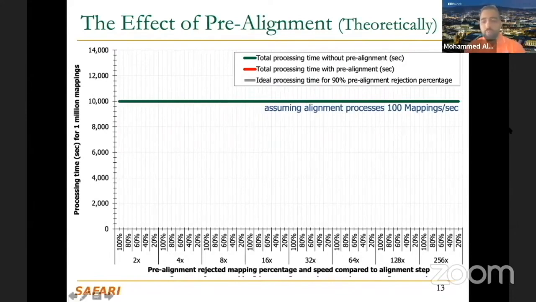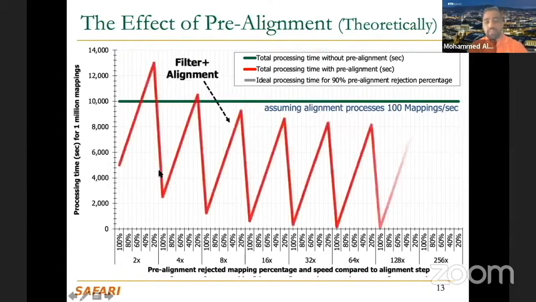So now assume we have the sequence alignment. We want to process these 1 million sequences. So we run sequence alignment and assume constant time for whatever the pair is. And then it will always take 10,000 seconds to process these 1 million mappings. Now we want to measure the time for filtering plus alignment, given that these characteristics are satisfied. For example, if we say 100%, then 100% of the pairs are rejected. So this is what we get. Really a zigzag shape plot.